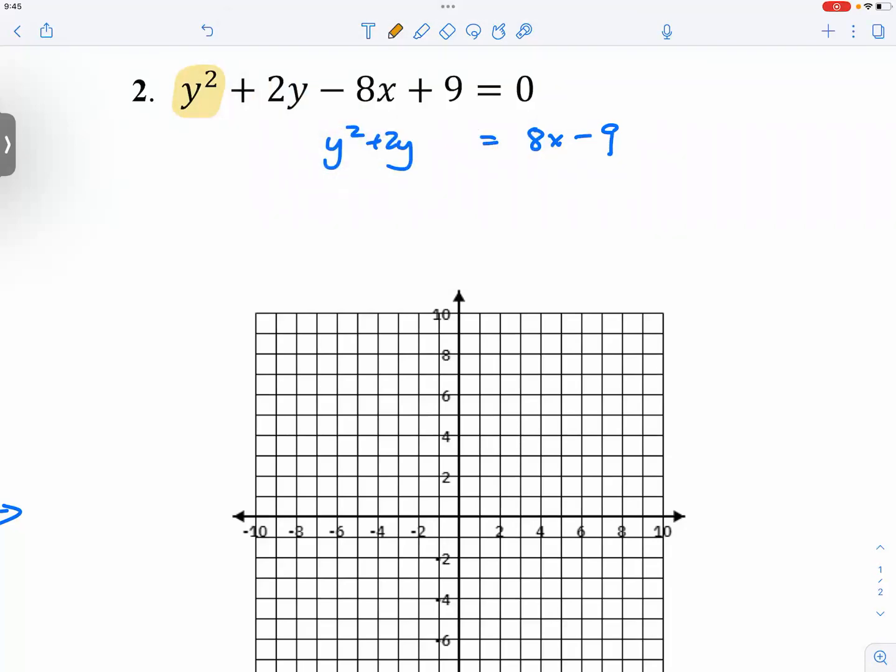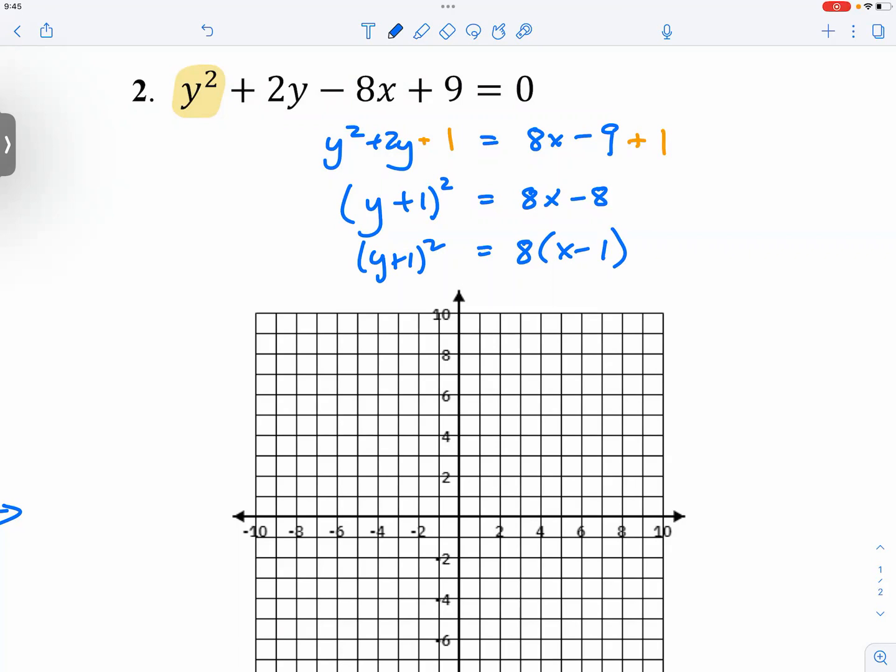And then we say, all right, let's go ahead and complete the square, right? So what is the missing ingredient so that we can complete the square? Plus 1, okay? We're going to add 1 on both sides so that we have y plus 1 squared. And then we have 8x minus 8 on the right, and then you factor out the 8. So y plus 1 squared is equal to 8 times x minus 1, okay?